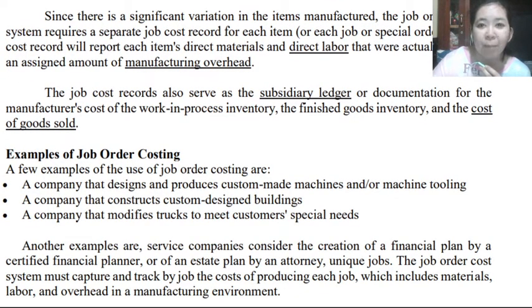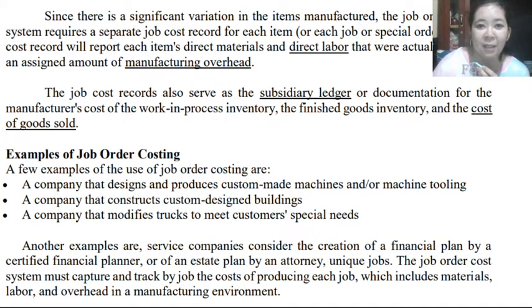So what are the examples of job order costing? We have a few examples. First, a company that designs and produces custom-made machines or machine tooling according to the needs or specifications of the customer, so again it is made to order. Another is a company that contracts custom design buildings. This is a very common example in which the designs are very specific and unique from other types of buildings.